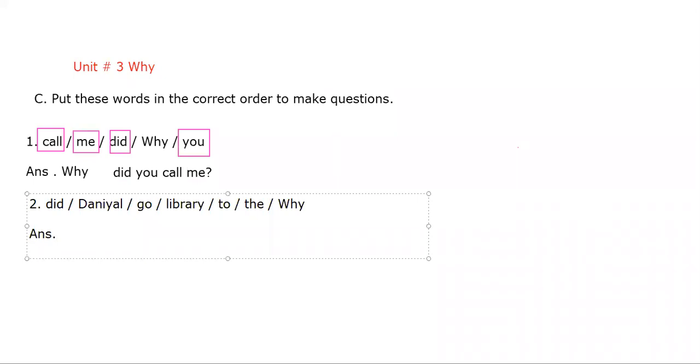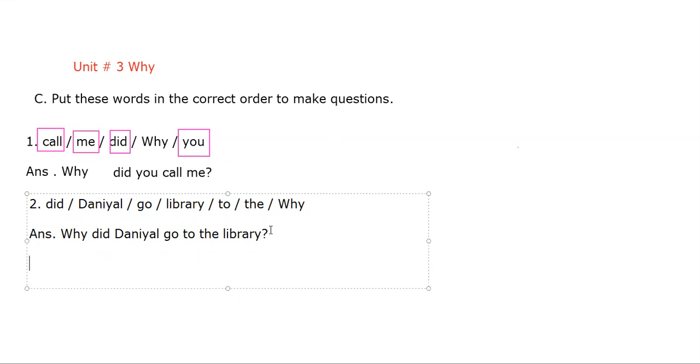Yes, who is going to tell me the answer? Just raise your hand, I will ask you. Hassan Ali, I am giving you the chance of answering this. Salik, point number three, you will be answering. Hassan Ali: Why did Daniel go library? Yes, tell me one more time. Why did Daniel go library? No, there is one mistake. Go to the library. Okay, wait. So, go to the library. And then in the last, you need to put a question mark.